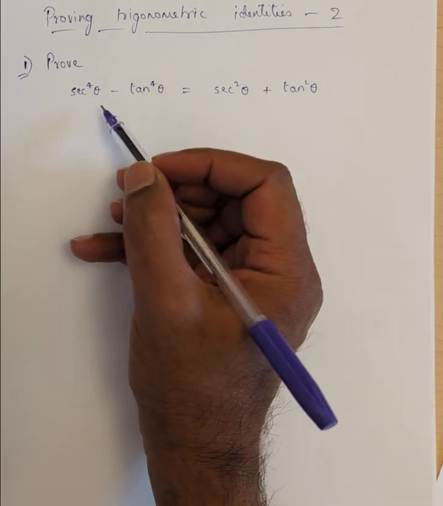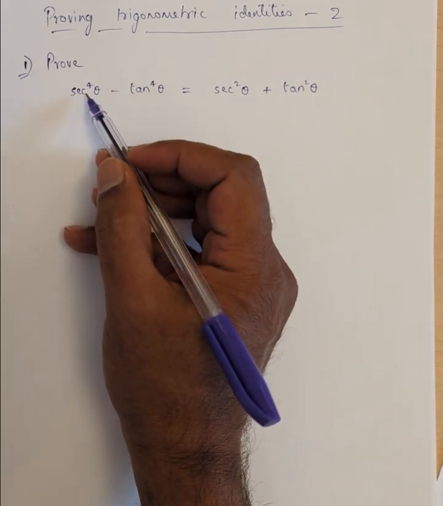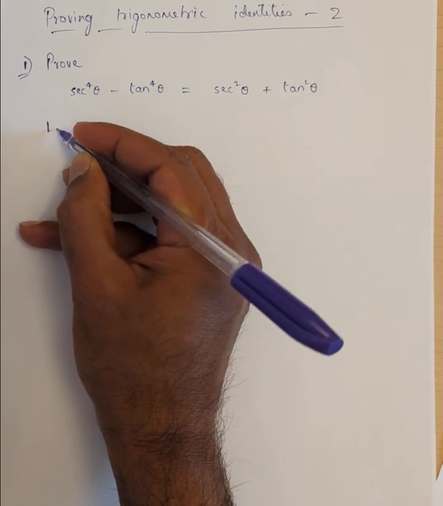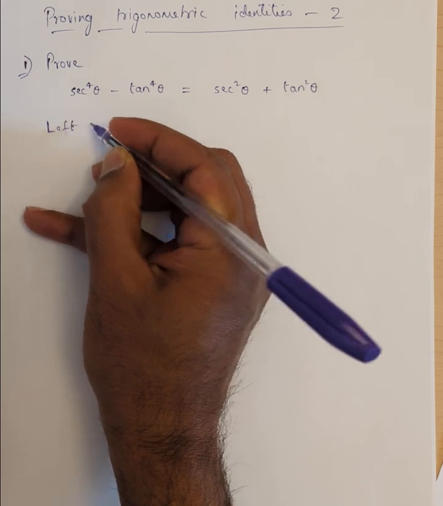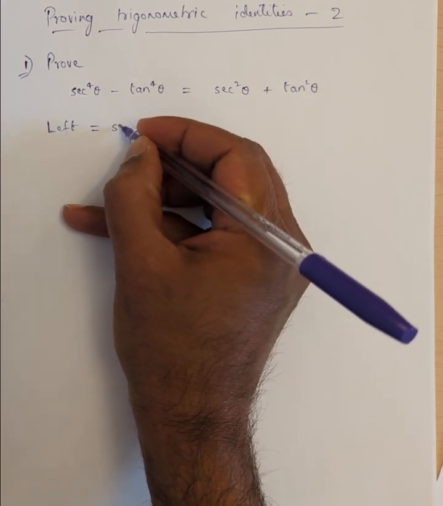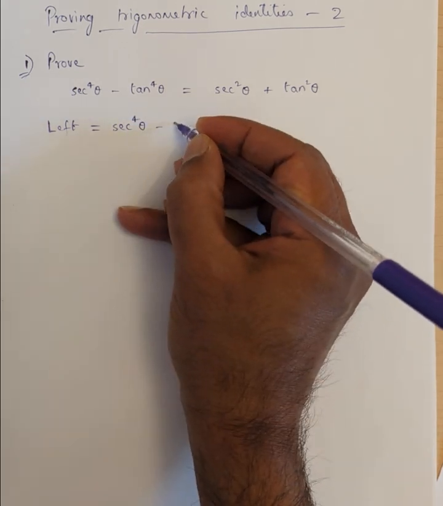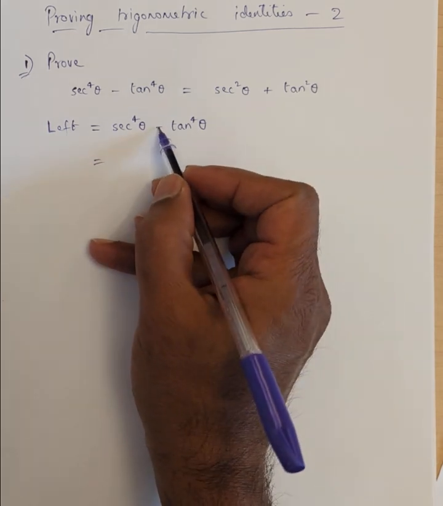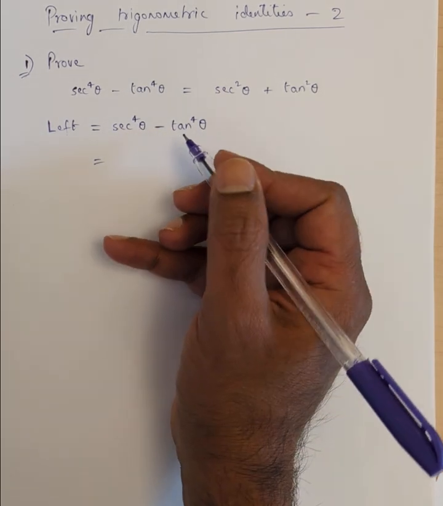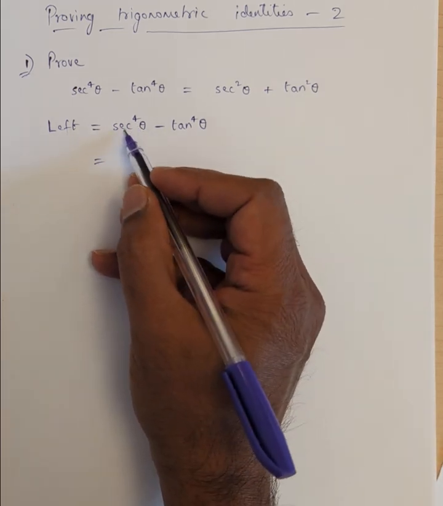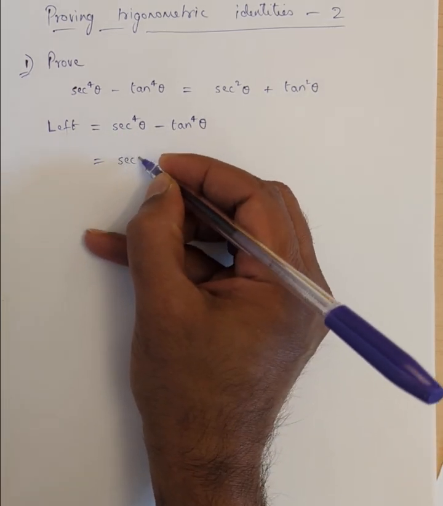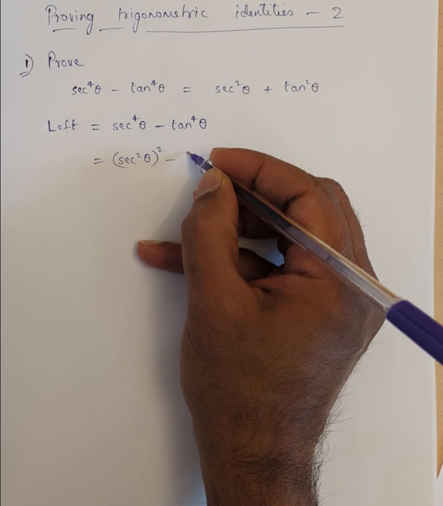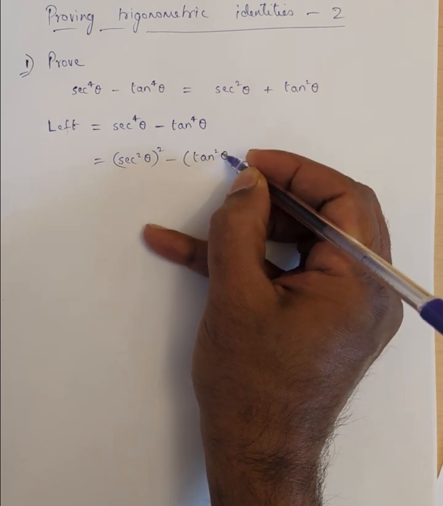Now, when I look at the left side, I see that it's secant to the 4 minus tan to the 4. So let me rewrite my left side of the problem. So left is equal to secant to the 4 theta minus tan to the 4 theta. Now notice that if you have a minus, then you want to think difference of squares. And of course, secant to the 4 is the square of secant square theta. So I can rewrite this as secant square, squared, minus tan square, squared.